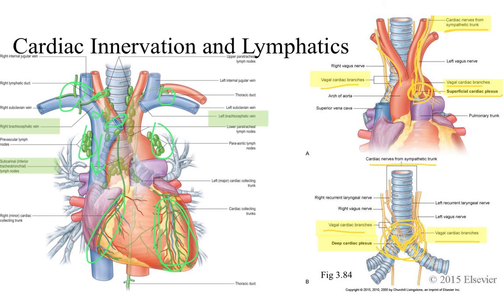And both of these, of course, the sympathetic will accelerate heart rate and accelerate force of contraction, whereas the parasympathetic will slow heart rate, all right, depending on the needs of the body.